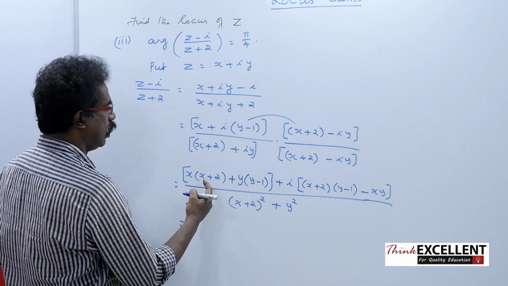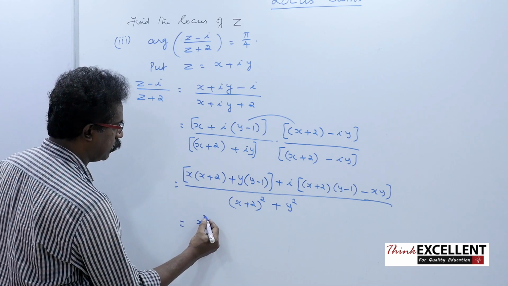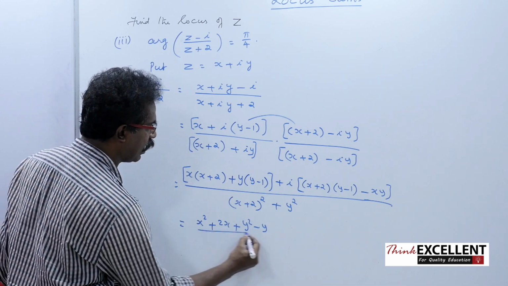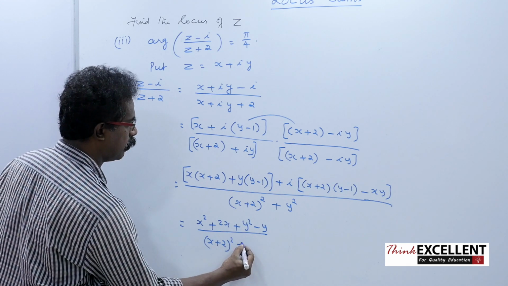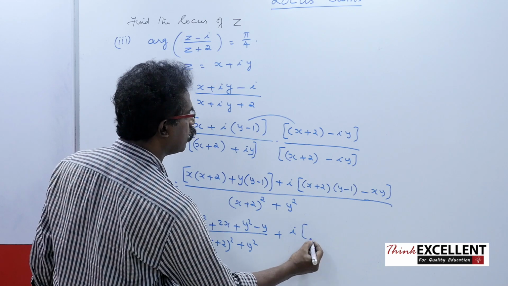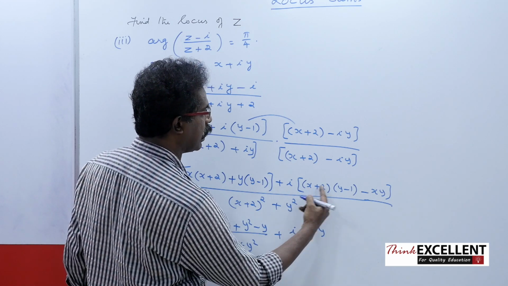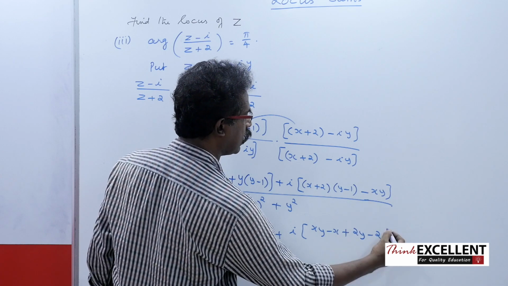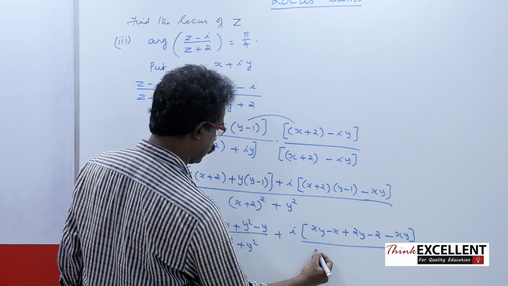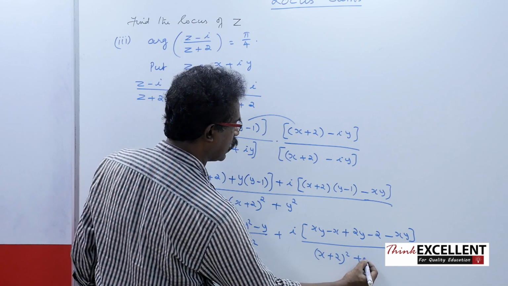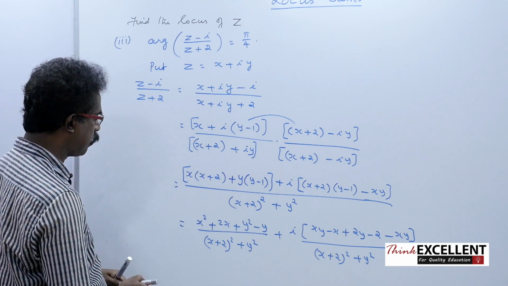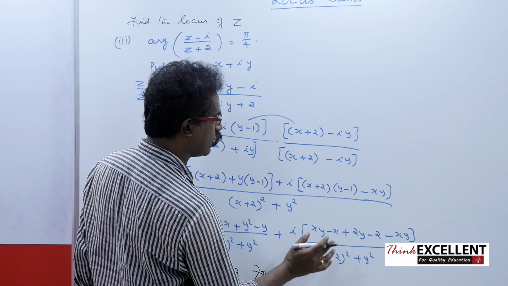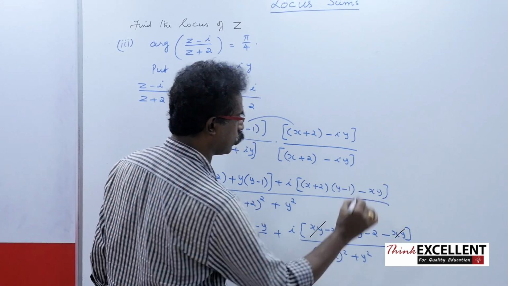So what are you getting? At the same time I am multiplying this, x into x, x square plus 2x plus y square minus y, divided by the denominator x plus 2 the whole square plus y square, plus i into, here also I multiply xy minus x plus 2y minus 2. Then here you have a minus xy divided by the same denominator, x plus 2 the whole square plus y square. Now this is of the form a plus ib. This is a and this is b. Also here you can cancel this plus xy and minus xy.